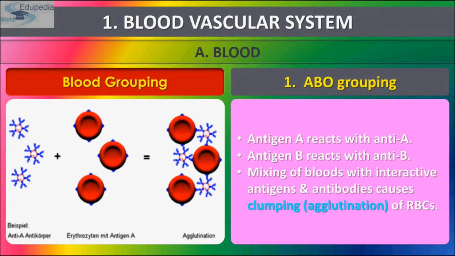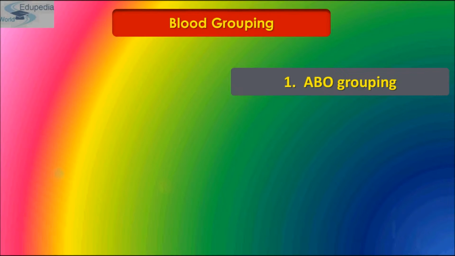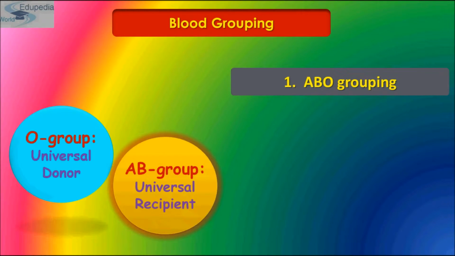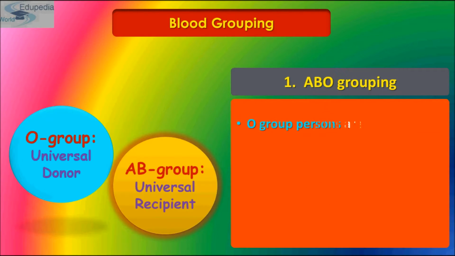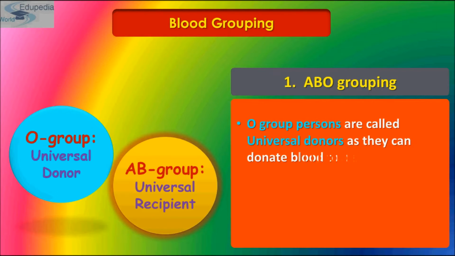Always know that antigen A reacts with anti-A, and antigen B always reacts with anti-B, and the mixing of blood with interactive antigen and antibody causes agglutination of RBC. O group, as I have told you, is the universal donor. It can donate to any patient with a blood group of any type. And AB is the universal recipient. It can receive from any person.